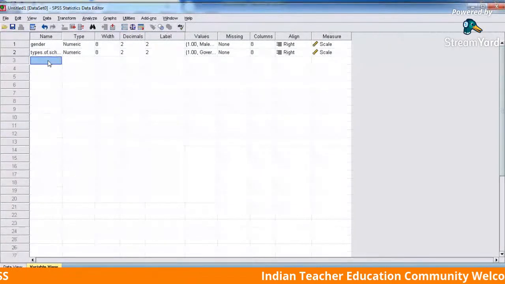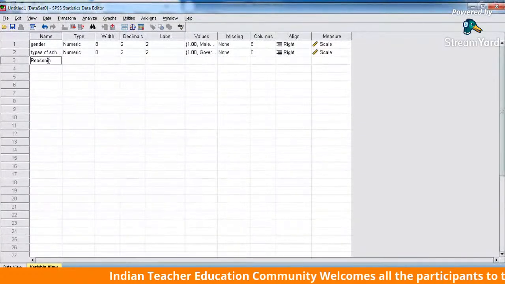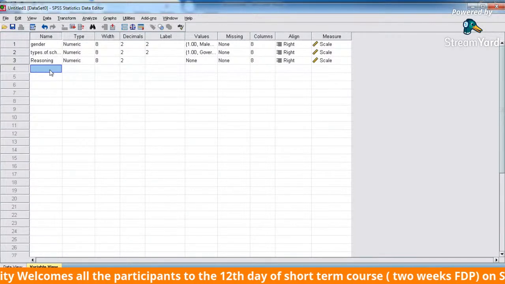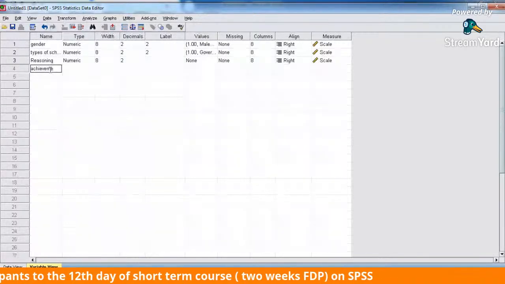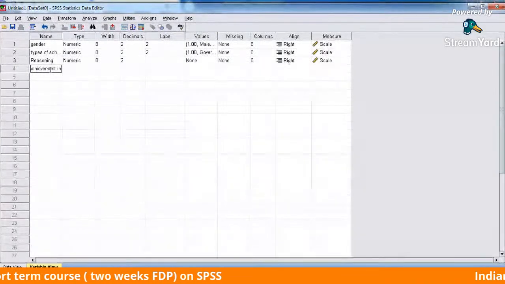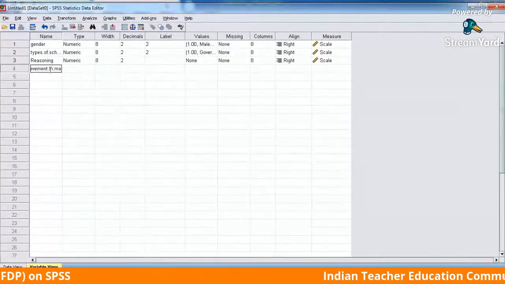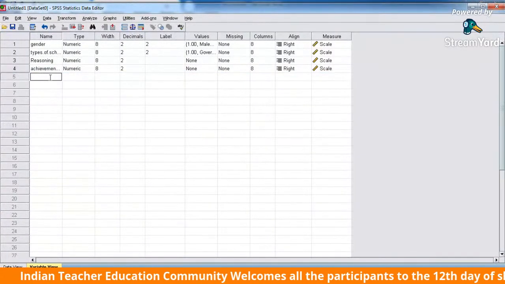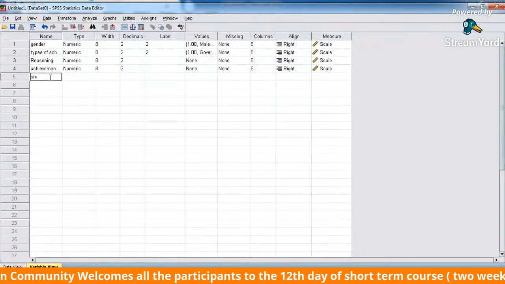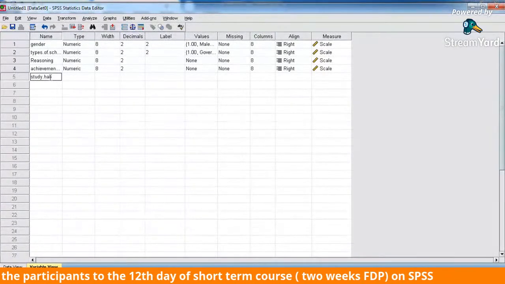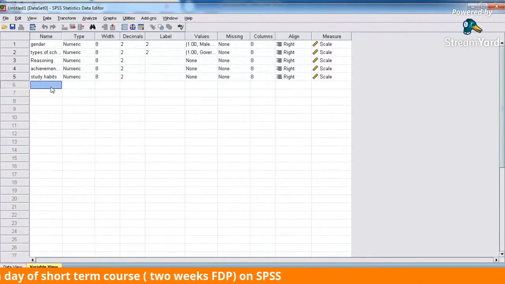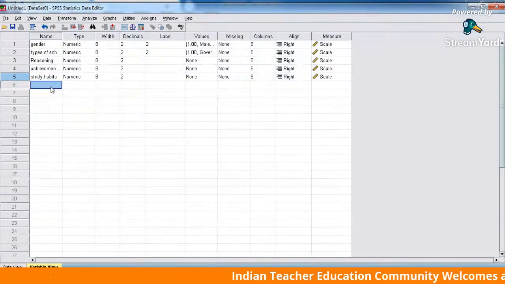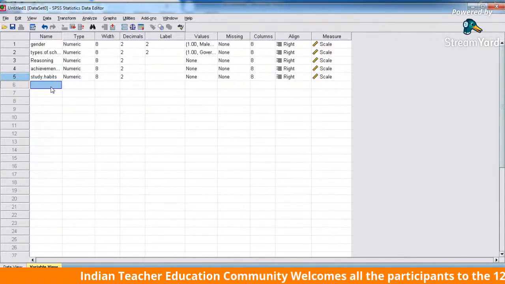And if I say reasoning, it is a continuous variable. So fine, I say achievement in mathematics. And then another is study habits. Okay, so I have spelled out all my variables in the variable view.